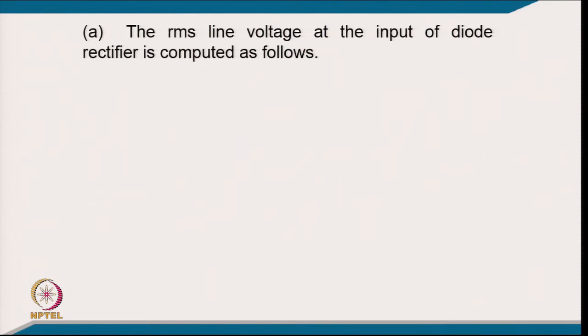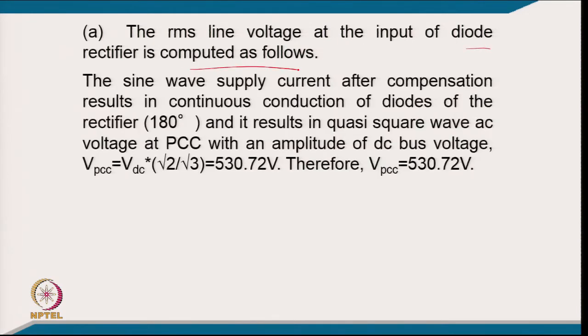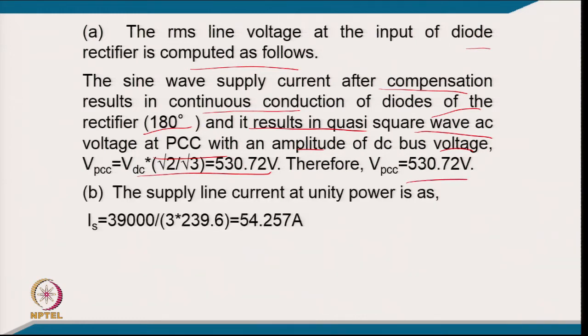So, the RMS line voltage at the input of the diode rectifier is computed from that waveform which is shown in the previous figure. The sine wave supply current after compensation results in continuous conduction of the diodes, that is 180 degree, and it results in a quasi-square waveform at the PCC with the amplitude of the DC voltage. So, it comes to 530.72, and that is the RMS voltage at the point of common coupling, or input of the diode rectifier.